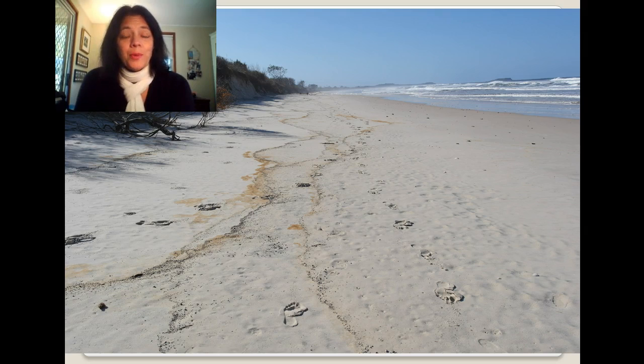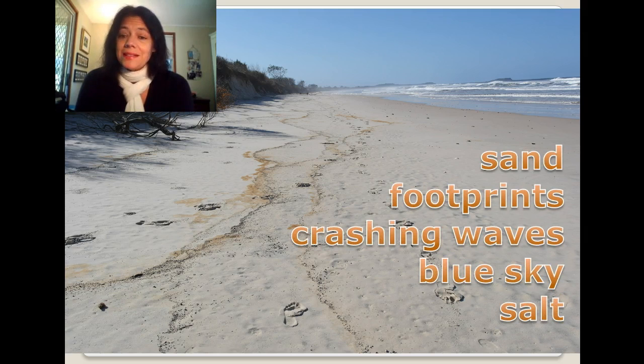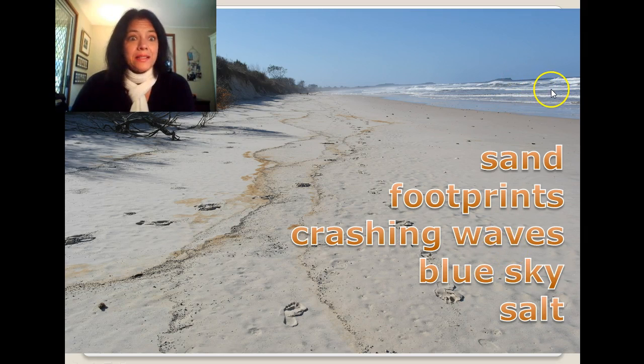Here is a photo I took while I was on holiday, not far from where I live. What can you see, hear, smell? I'm sure you can see the sand and the blue sky. But just imagine for a moment you are standing or walking along this beach with me. You could hear the waves crashing onto the shore. By the way, this is the Pacific Ocean here. You could probably smell the salt in the air. You can see footprints, all concrete nouns.